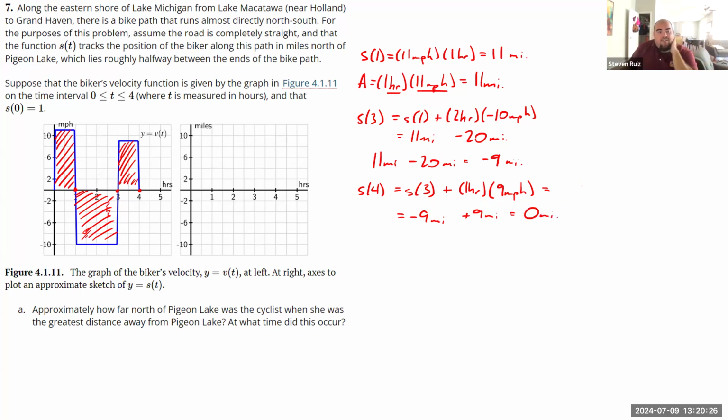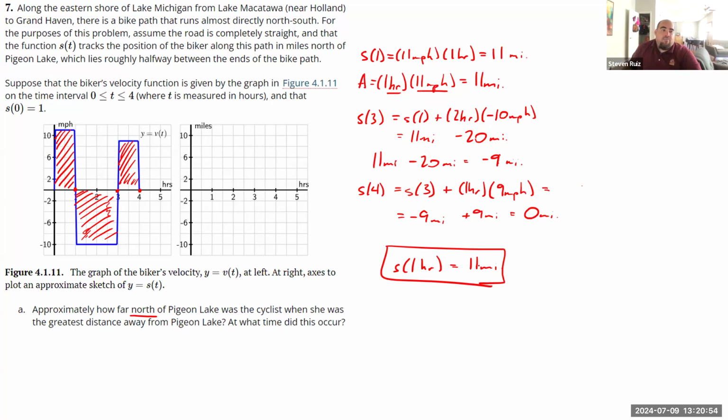So approximately how far north of Pigeon Lake at the greatest distance? That happened at this time, 1 hour, and that was 11 miles north. And it actually even says, I probably should have picked up on this a while ago, approximately how far north of Pigeon Lake was the cyclist since she was the greatest distance away. So this is the greatest distance away she was, and that happened to be north.